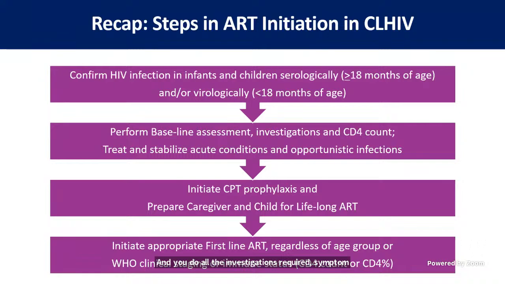If there are any opportunistic infections or any acute conditions, especially in children like malnutrition, you treat and stabilize the child, and then initiate cotrimoxazole preventive therapy or cotrimoxazole prophylaxis, and do the counseling to prepare the family for the lifelong antiretroviral therapy. And then initiate appropriate first-line antiretroviral therapy regardless of age or WHO staging or immune status.